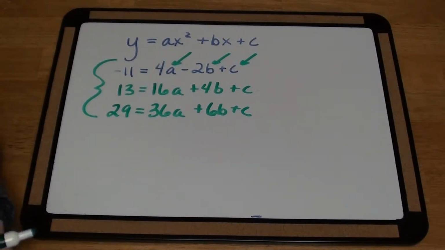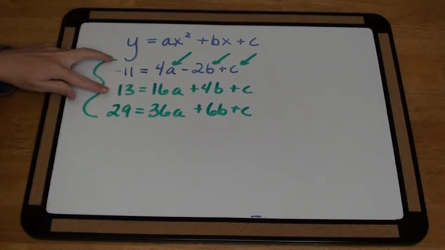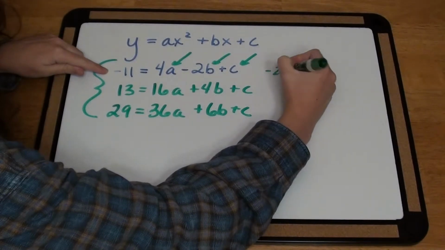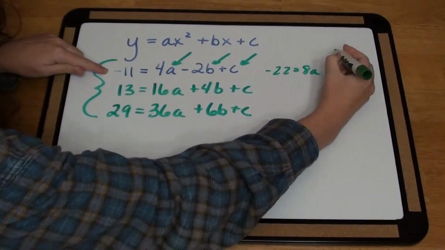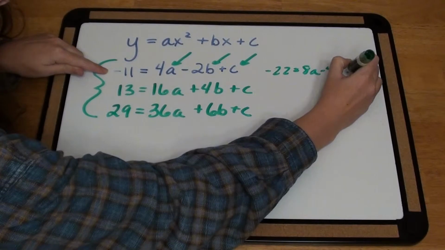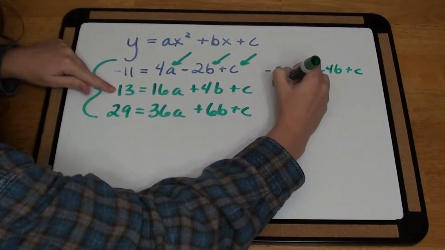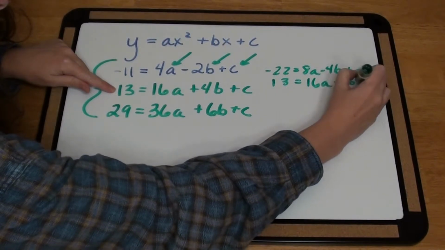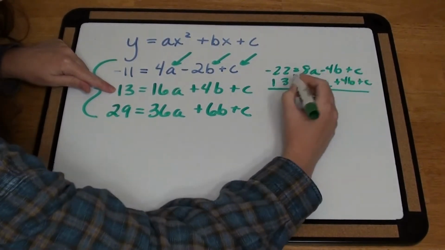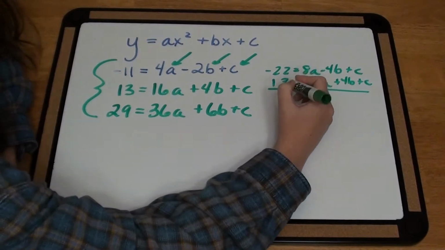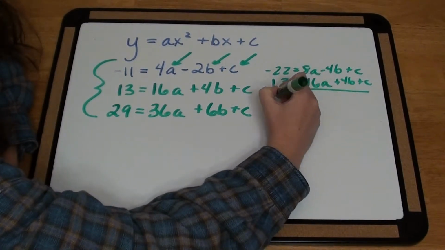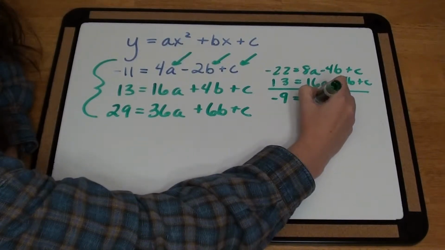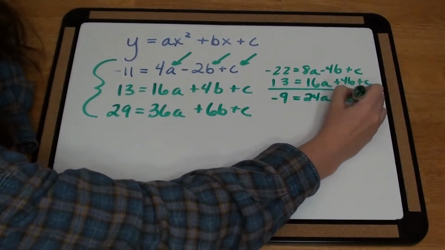So let's just take a look at the top 2 real fast. I'm going to multiply this one by 2. So I get negative 22 equals 8a minus 4b plus c. And this one will be still 13 equals 16a plus 4b plus c. I'm going to add these 2 together. And that will give me negative 9 equals 24a plus 2c. Simple.